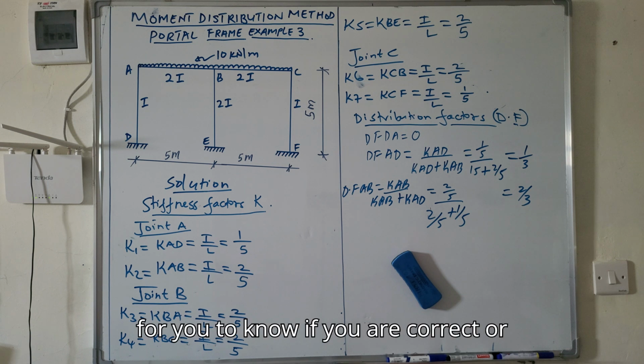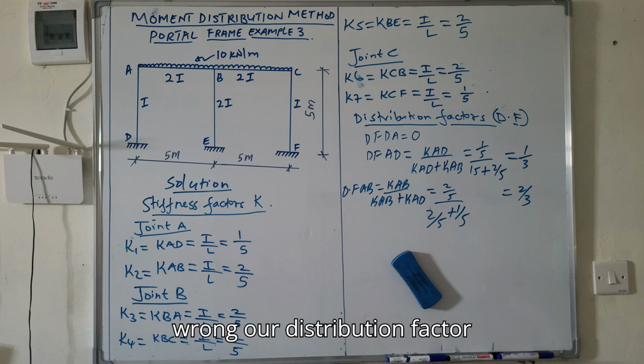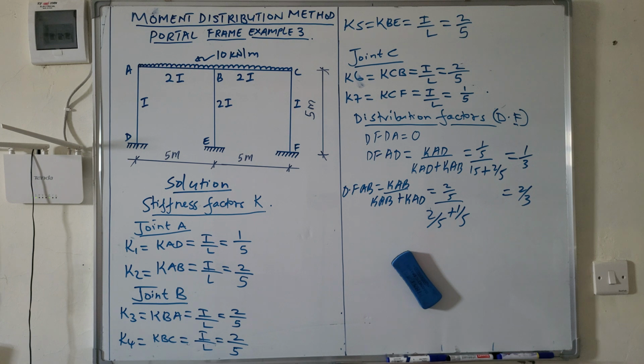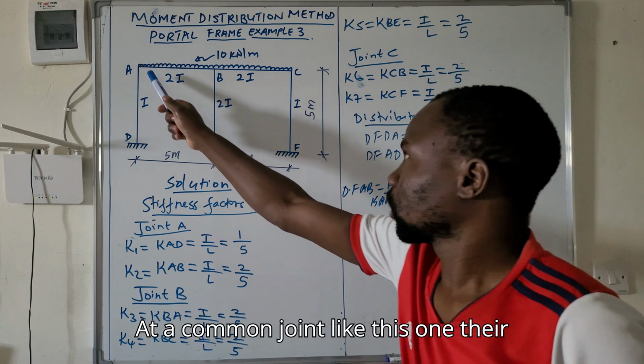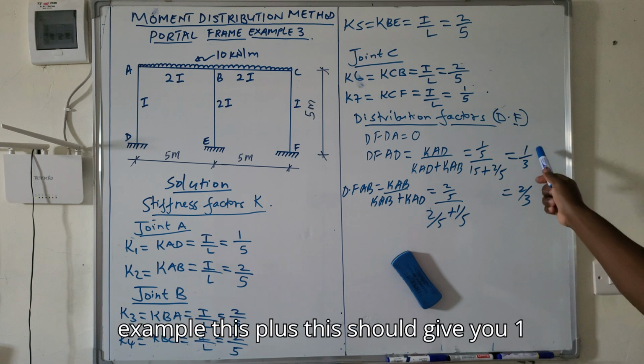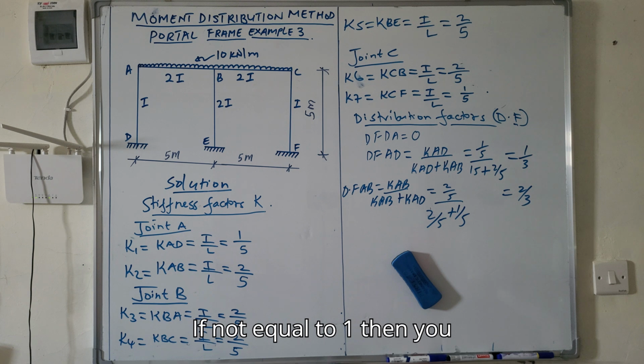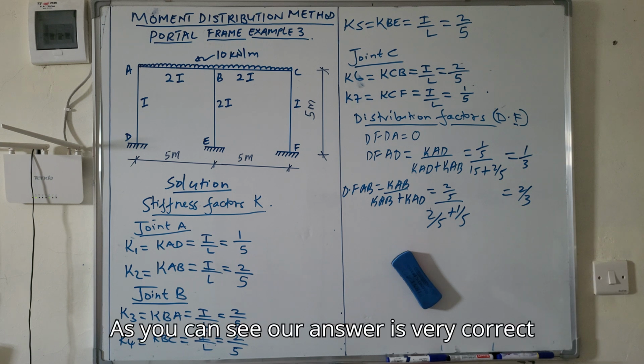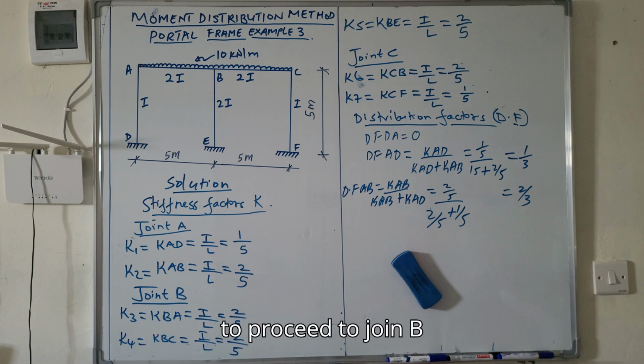For you to know if you are correct or wrong, our distribution factors at a common joint like this one should add up to 1. For example, this plus this should give you 1. If not equal to 1, then you have made a mistake somewhere. As you can see, our answer is correct. We proceed to joint B.